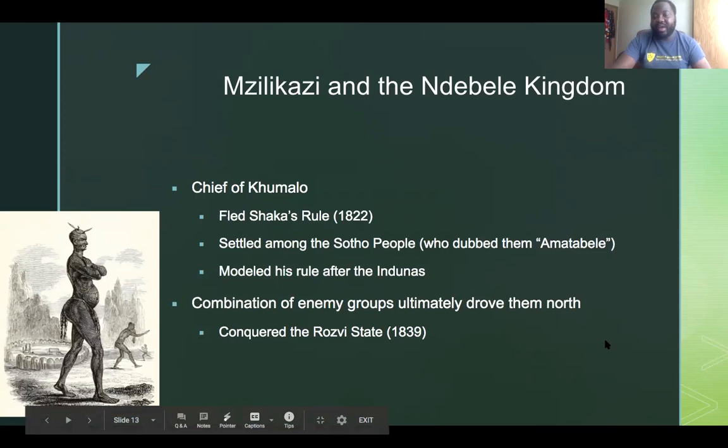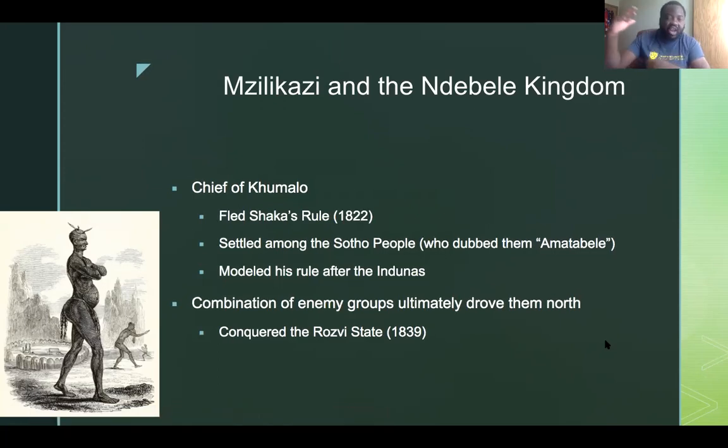And let me just bring this back on to say Shona groups, because that term itself was coined a lot later. But we're talking about those people, the Karanga people and other groups or remnants of the Rozvi state. We'll talk a little more about their relationship a bit later. So that's Mzilikazi and the Ndebele kingdom.